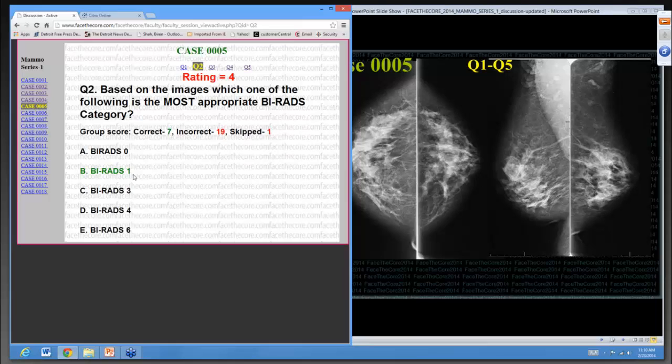And it's autosomal recessive in terms of inheritance. And so we wouldn't need to do any further imaging. It's a BI-RADS 1. It's negative. There's nothing to suggest malignancy.